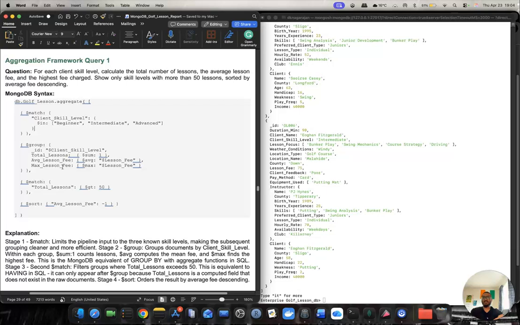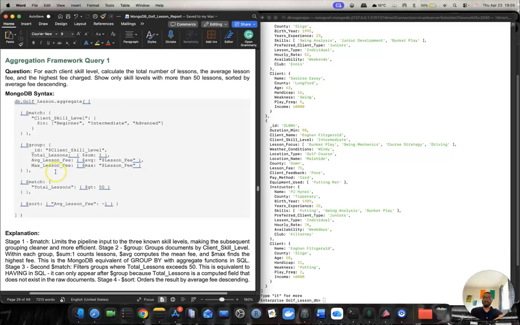Within each group, 3 accumulators run simultaneously. $sum: 1 increments a counter for every document in the group. This is how you count documents, equivalent to COUNT(*) in SQL. The average lesson fee computes the mean lesson fee across all lessons in that group, equivalent to AVG in SQL. And we have a max lesson fee, which finds the highest single fee within the group, equivalent to MAX in SQL.